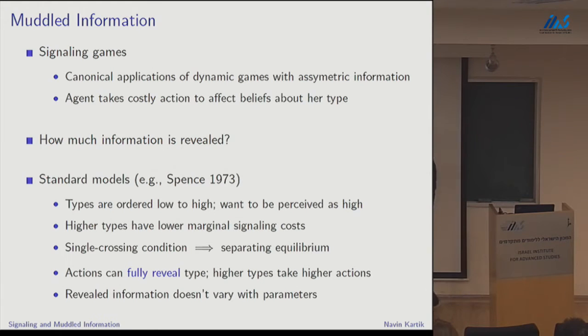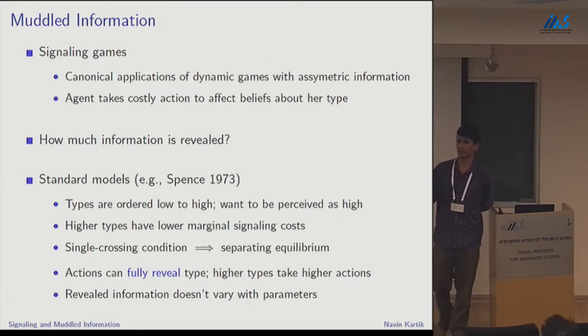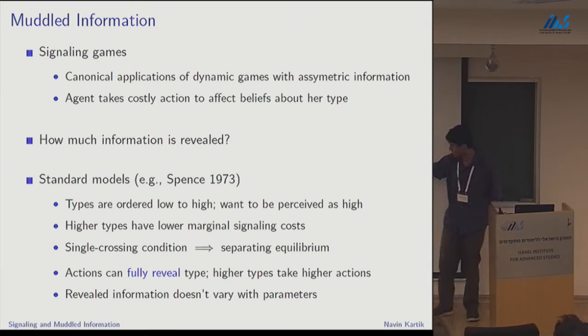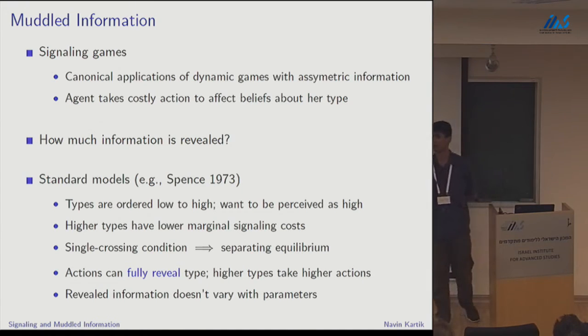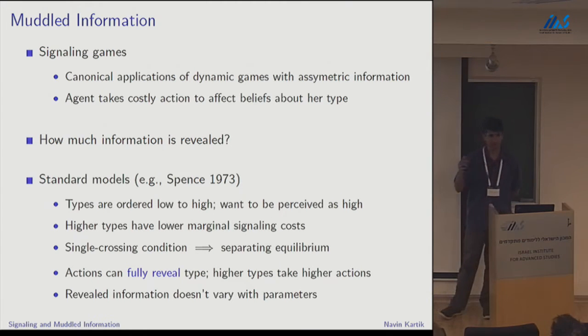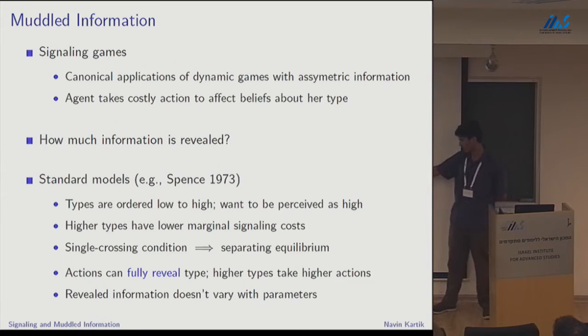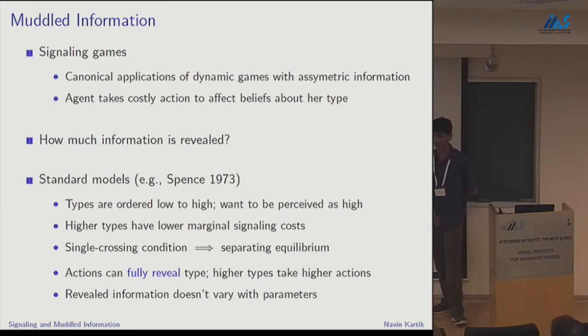Then one makes an assumption about the signaling technology that's generating some kind of a single crossing property. Specifically, in the Spence context, one assumes that higher types have lower marginal costs of acquiring more education. That generates a single crossing condition that's sometimes referred to as the Spence-Mirrlees condition, and this produces the existence of a separating equilibrium. And what is a separating equilibrium? It's an equilibrium in which the agent's action is going to fully reveal the agent's type.